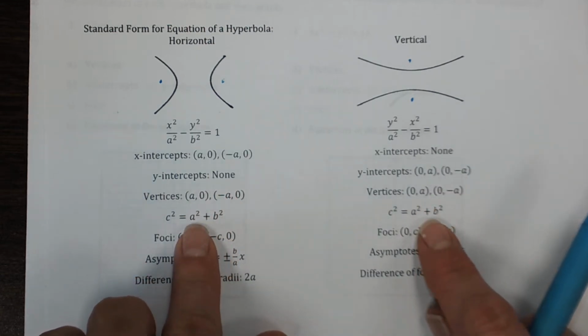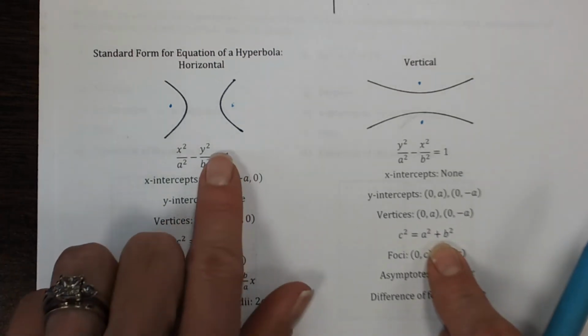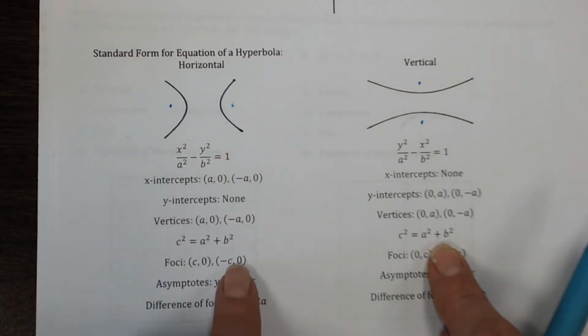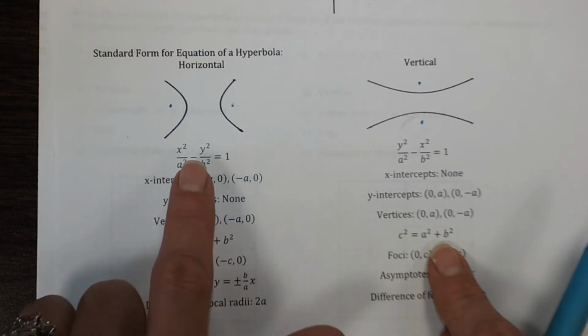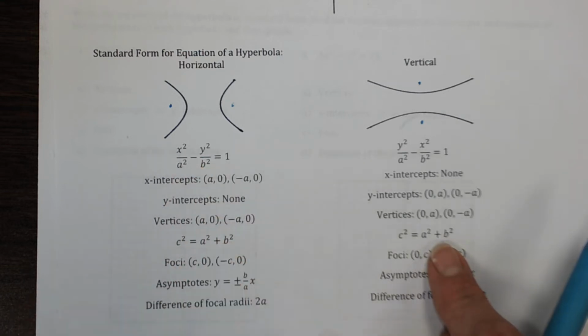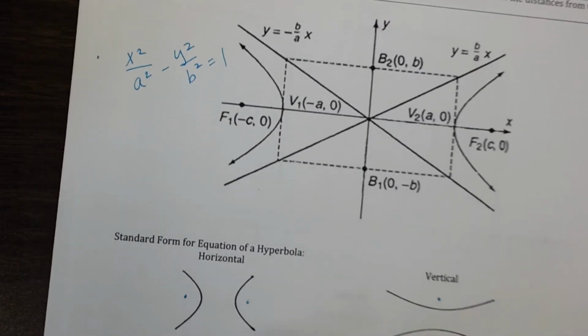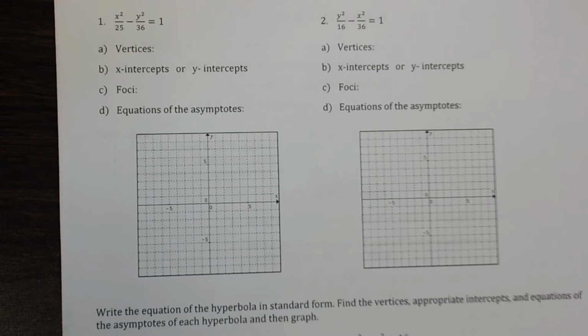But the way I really like to think about it is, in the function that's an ellipse where I'm adding the two fractions, it's subtracted. And in a hyperbola, when I'm subtracting the two functions, the a squared and b squared are added. Okay, and let's just start looking at some examples, and I think it'll make more sense.